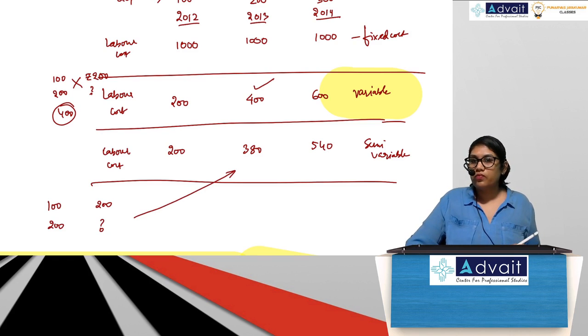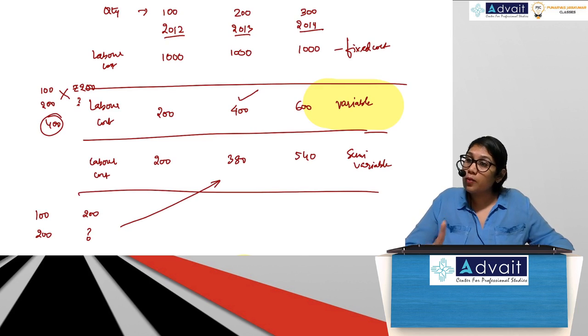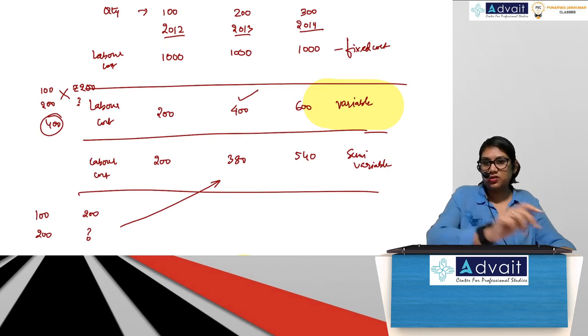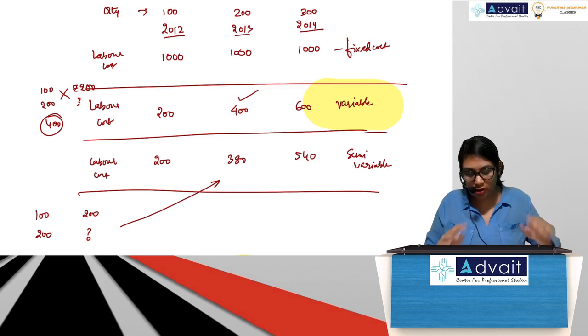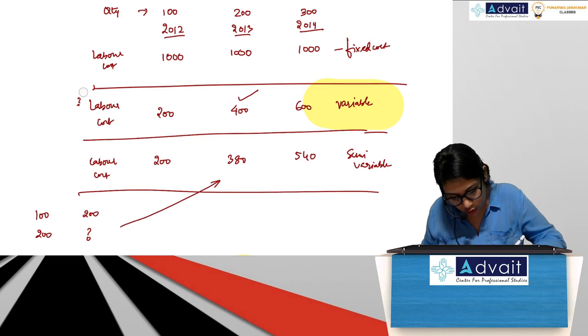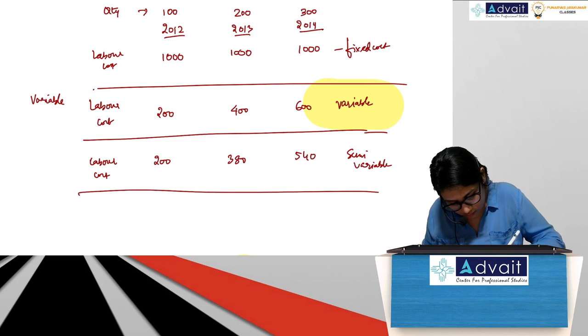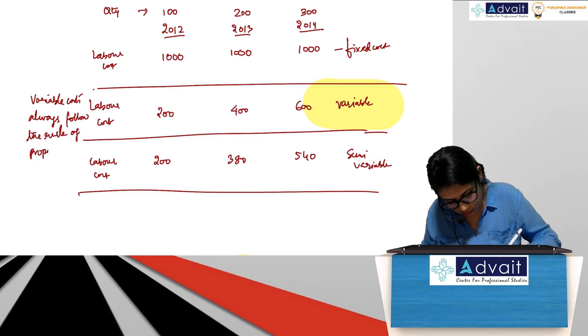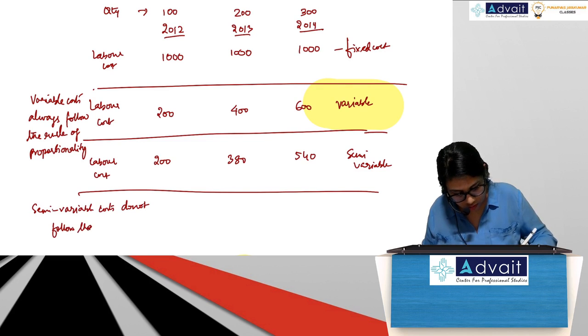This is semi-variable. So always remember, when we are talking about variable costs, they will always follow the law of proportionality. Semi-variable costs will not follow. So what remains fixed will be fixed cost. What follows the rule of proportionality will be variable cost. And what does not follow or whatever is left is your semi-variable cost. Please copy this, very, very important. Otherwise, you will not be able to identify your costs. So you can say variable costs always follow the rule of proportionality. Semi-variable costs do not follow the rule of proportionality.